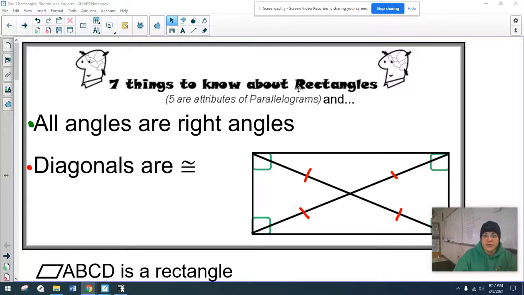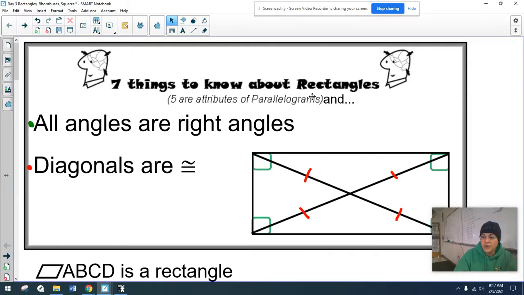This says for rectangles. So all three of these pictures, these are special types of parallelograms. So a rectangle, rhombus, and square, they will have the 5 attributes of a parallelogram. Attribute is a fancy word for properties. So they'll have opposite sides parallel, opposite sides equal, opposite angles equal, consecutive angles equal 180, and diagonals bisect.